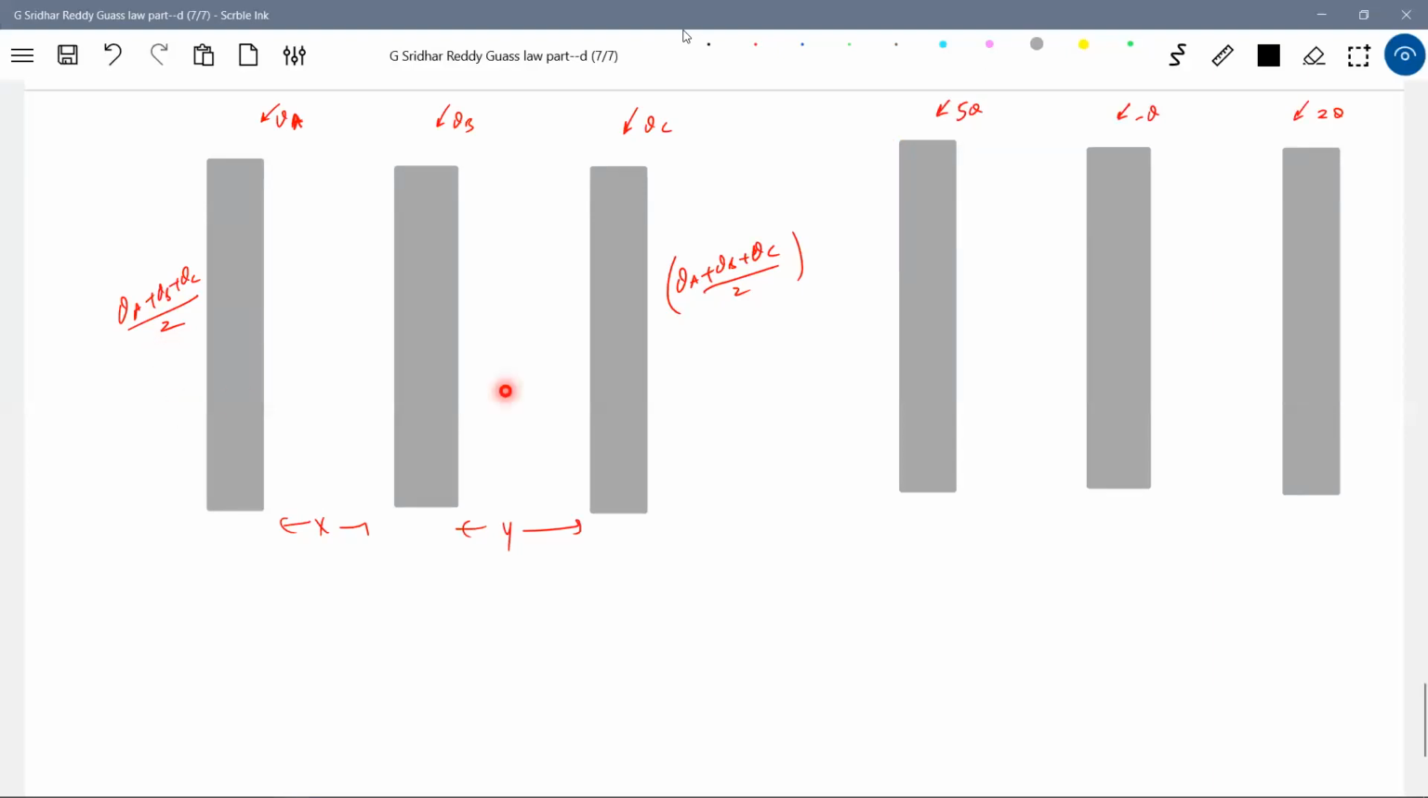Any number of plates, n number of plates, the algebraic sum of charge given to all plates, all divided by 2. So how much is it? 5q, minus q, 2q. How much should it be? 4q. So it will be 2q. Now what was the charge of this plate? 5q. 2q is the remaining. How much will come? 3q.